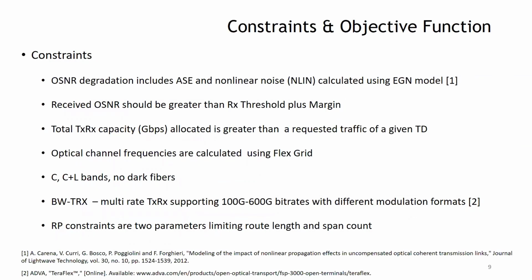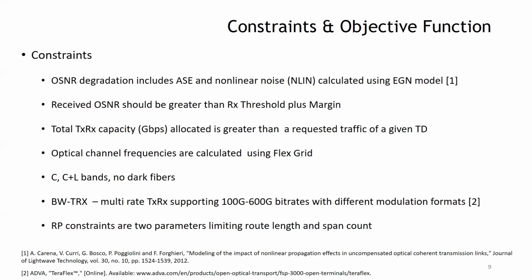Now, let's formulate some constraints. First of all, we need good quality of service, that is, we need to meet receiver limits. We are targeting a receiver OSNR threshold because the required power level can almost always be achieved by adding more amplifiers. We calculate OSNR degradation caused by 2 things, ASE and nonlinear noise. In other words, we compare the receiver threshold with generalized SNR. Next thing is requested traffic, that is, transceiver bitrate should be greater than the bitrate of a traffic demand.